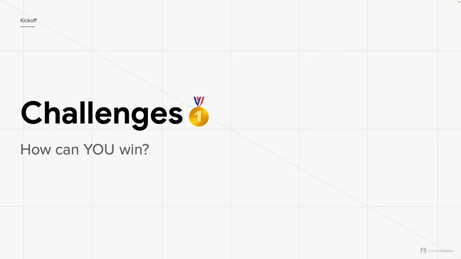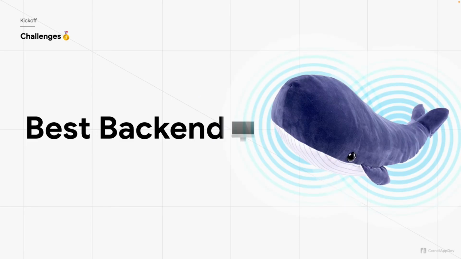So how can you win? If you win best backend, meaning you have the top backend in the whole competition, you get this Docker plushie. What? Docker. And it's giant, by the way. Like, it's big.